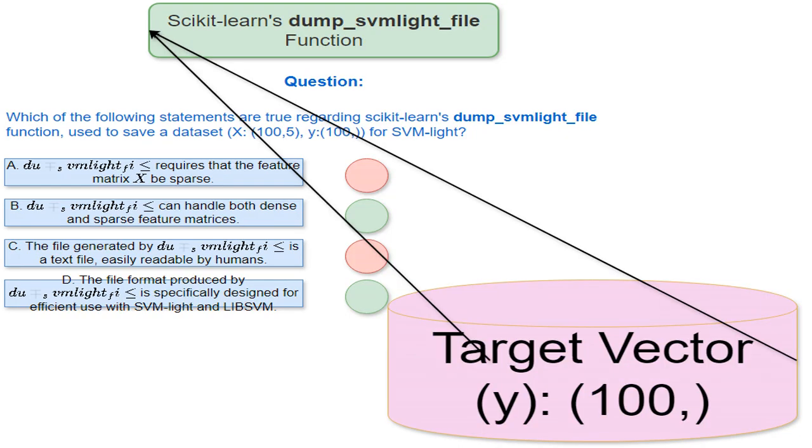This is our target or outcome variable. It's a vector of length 100 corresponding to each of the 100 samples in our data. It tells us the thing we are trying to predict.